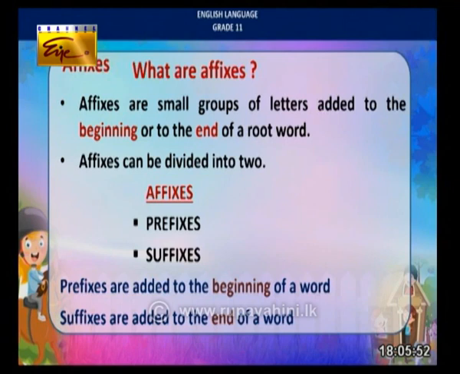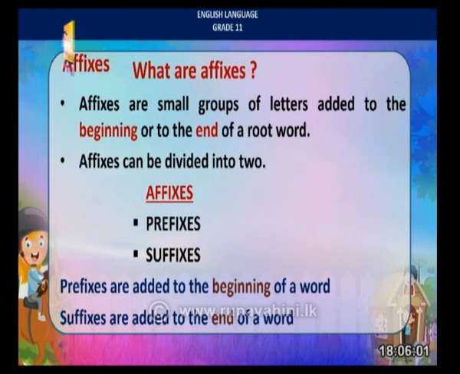Affixes. What are affixes? Affixes are small groups of letters added to the beginning or to the end of a root word. You know what a root word is. You know what a base word is. To the root word or the base word, you are adding a small group of letters to the beginning or to the end, and those are called affixes.